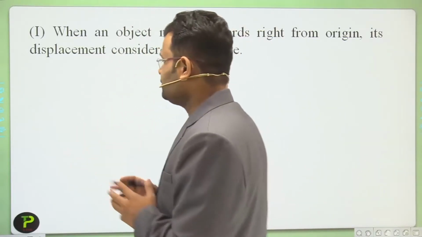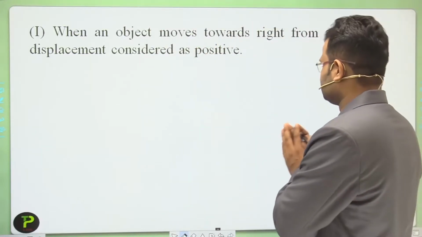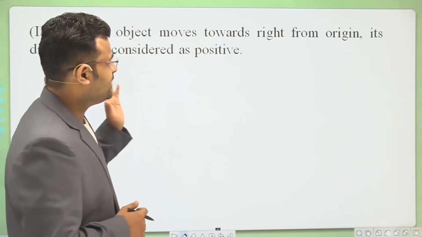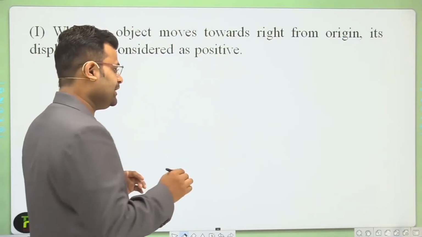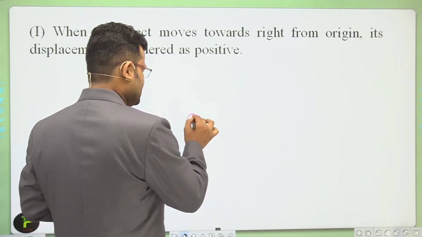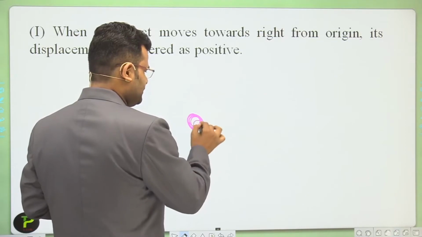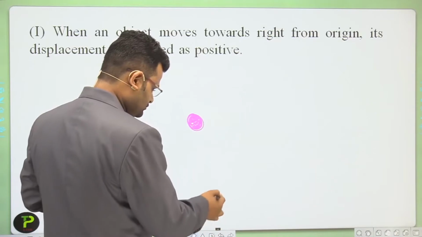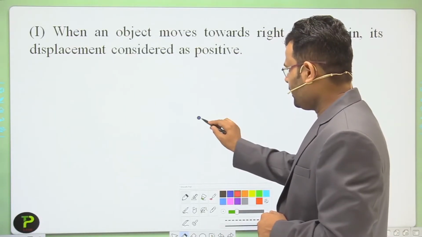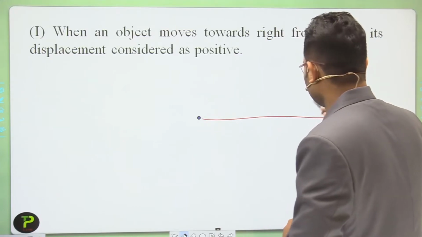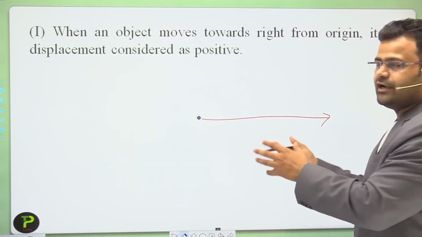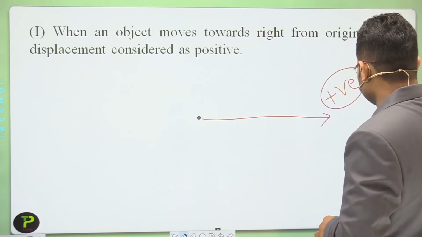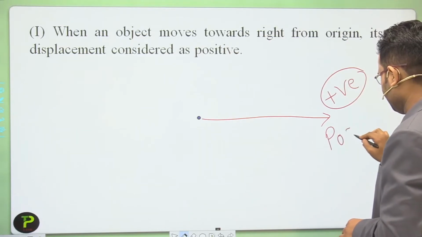Okay, now the first point says when an object moves towards the right, that is a standard direction, dear students. If the object moves to the right-hand side, we first mark the origin, which means we measure all the positions from here. If you are moving in the right-hand side, then we calculate all the distance and all the path length in the positive direction.